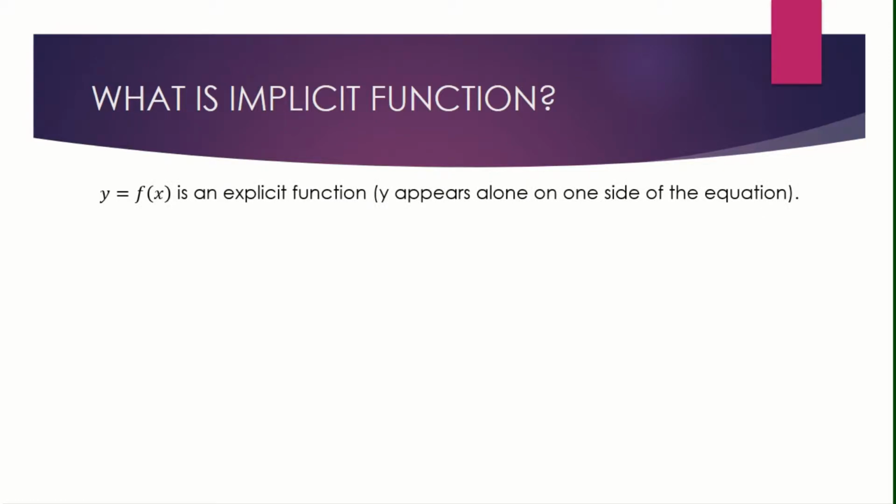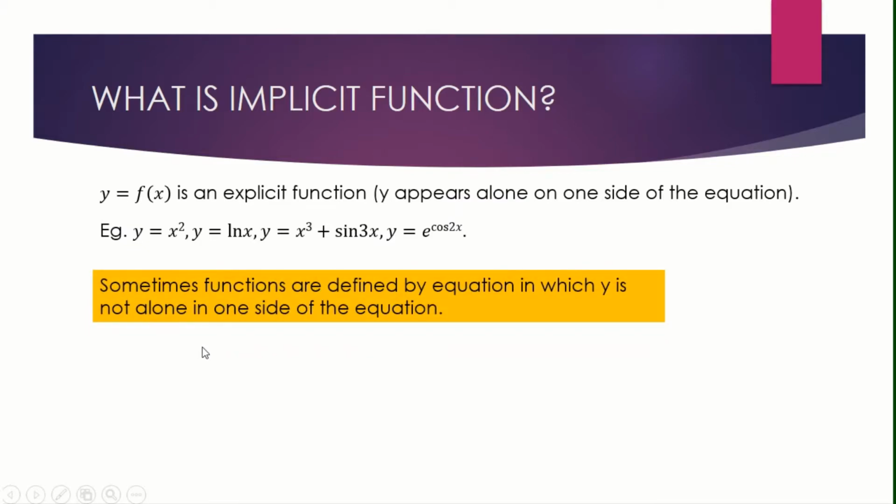So far, we have differentiated functions in the form y equals f(x), or explicit functions, whereby y appears alone on one side of the equation. Some examples of explicit functions we have discussed before are y equals x squared, y equals ln x, y equals x cubed plus sin 3x, and y equals e to the power of cos 2x. We can see that y appears alone on one side of the equation.